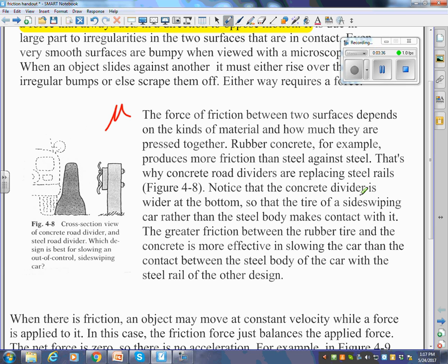The greater friction between the rubber tire and the concrete is more effective in slowing the car than the contact between the steel body of the car and the steel rail of the other design.